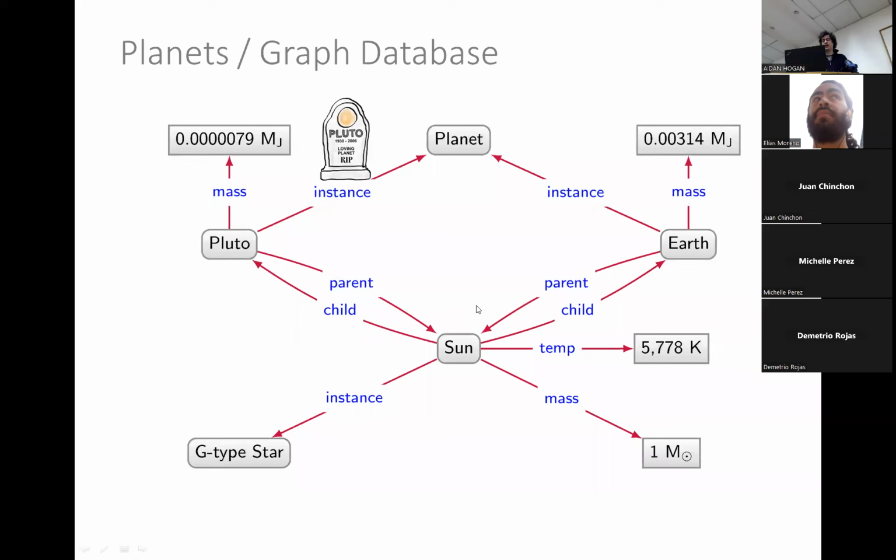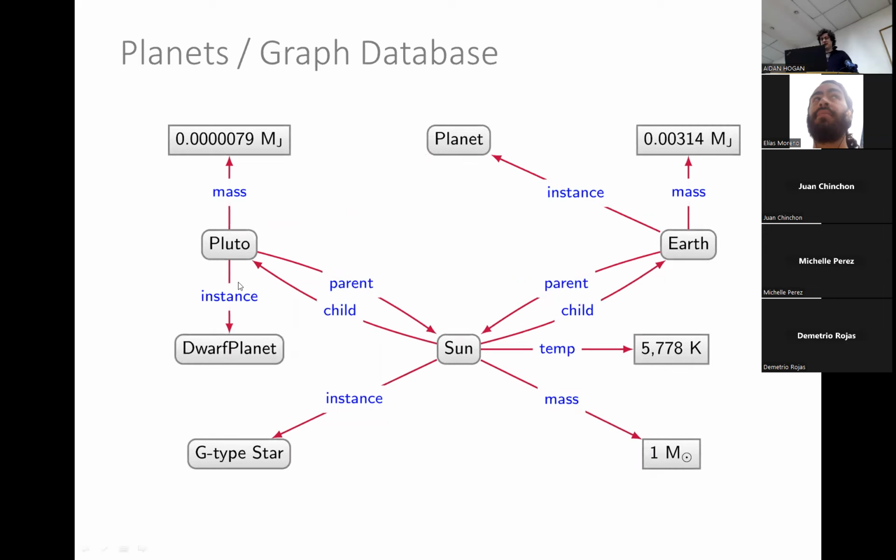But in general, it's much more flexible than what we saw before. So now we see that we have Pluto as an instance of planet, but we learn that Pluto is no longer a planet. What do we do? So we can just drop that edge, and if we wanted to, we can add a new edge. Yeah, instance of dwarf planet. We don't have to change the table. We don't have to change the attributes. We just add a new node to represent the type.